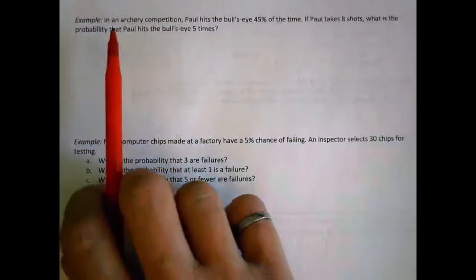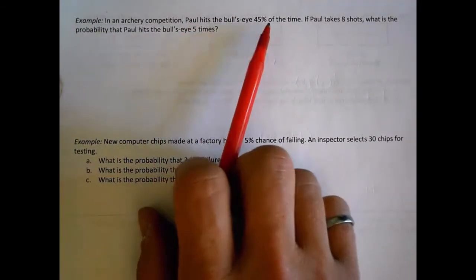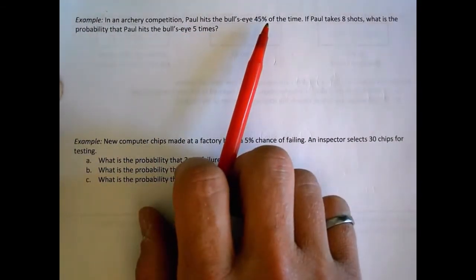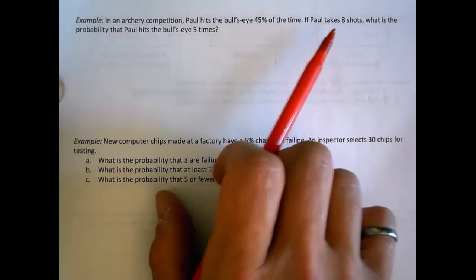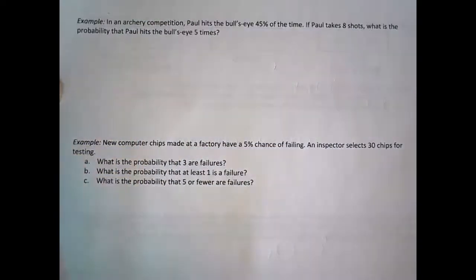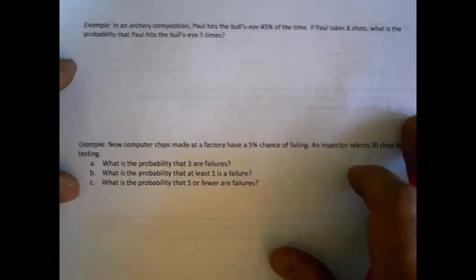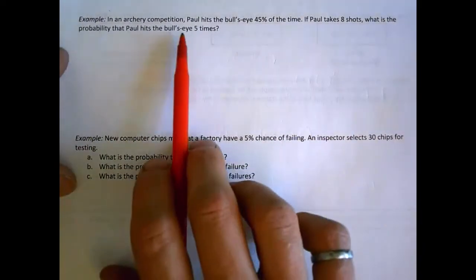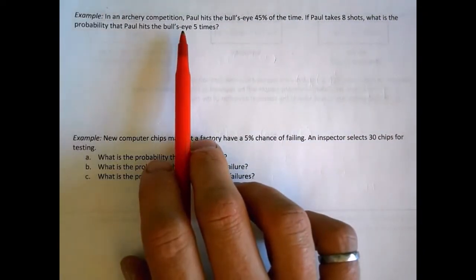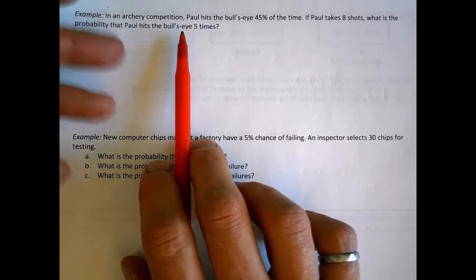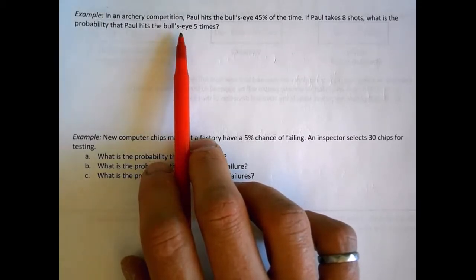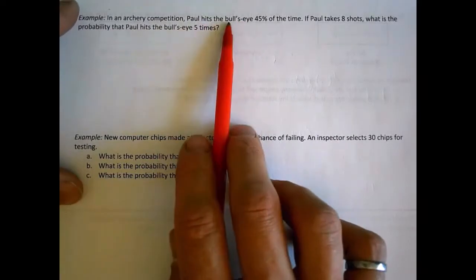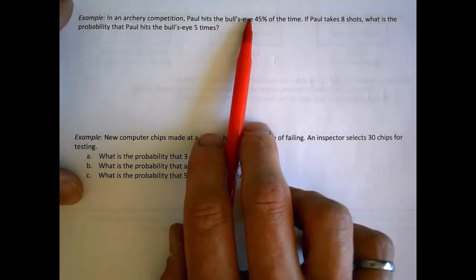So in an archery competition, Paul hits the bullseye 45% of the time. Not great, Paul. If Paul takes 8 shots, what's the probability that he hits the bullseye 5 times? Well, this is not a normal distribution. Remember, the normal distribution was all about measuring something, but this is about getting the bullseye or not getting the bullseye. FYI, bullseye means the center of a target.